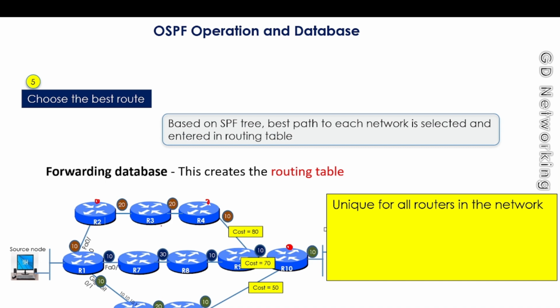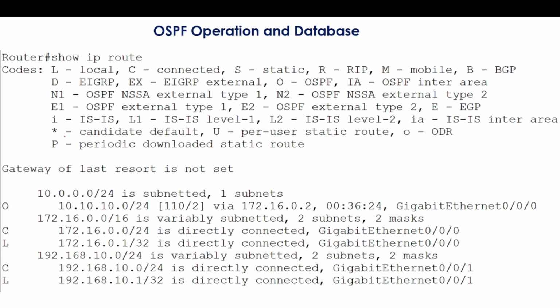If you want to see the routing table, we can run this command, show ip route. We can have many routers in an area, and if you want to see any specific routing table on any specific router, then we can use this command, show ip route, and the routing table on that specific router will be shown to us. For example, here this O shows that this is the route which is learned using OSPF.